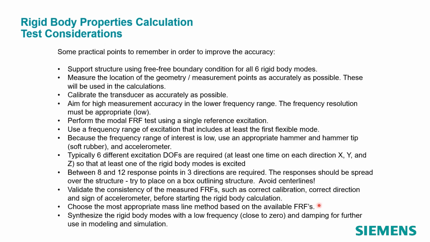Choose the most appropriate mass line method. So I'm going to talk about 3 different methods. The one you choose is going to depend on your data. And then synthesize the rigid body modes with a low frequency. Specify the frequency you want. Specify the damping value you want. And then look at them. If I'm calculating 6 rigid body modes, they should look like 6 rigid body modes. So animate them and make sure all the points move together for all the translational and all the rotational modes. So just some test considerations or things to be careful of.